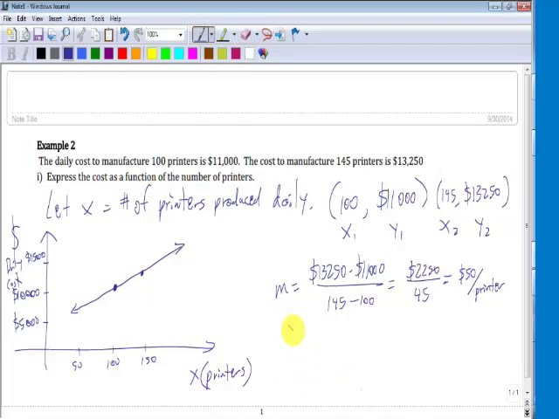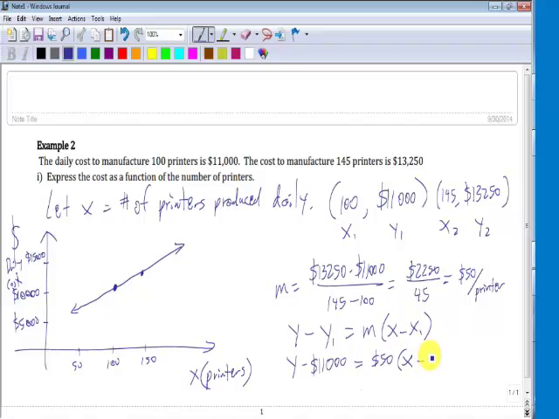I've got to use the point slope form. Recall y minus y sub 1 equals m times x minus x sub 1 is the point slope form of the equation of a straight line. So y minus, we have two data points. Anybody have a preference which one we use? X sub 1, y sub 1, since it's already conveniently labeled. So y minus $11,000 equals $50 per printer. I'll put the dollar sign by the $50, but I'm not mentioning printers anywhere else. Printers is embedded in the y, so we'll keep in mind it's $50 per printer.